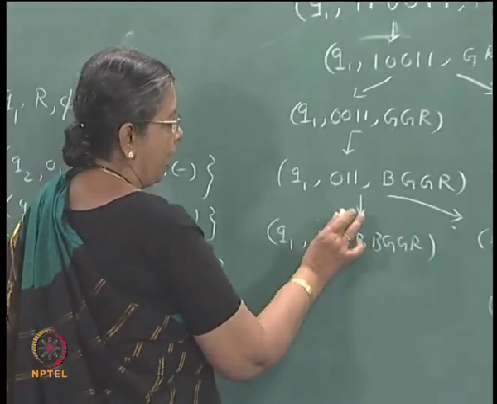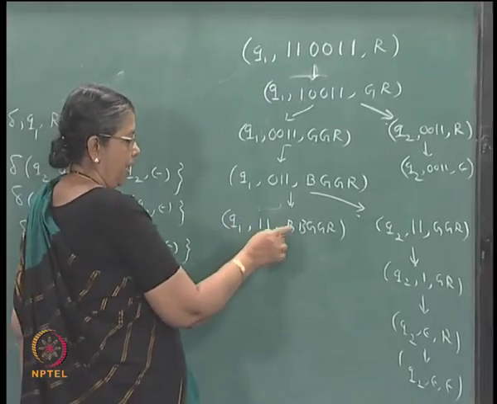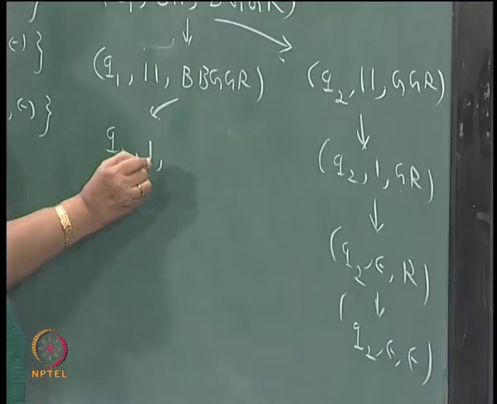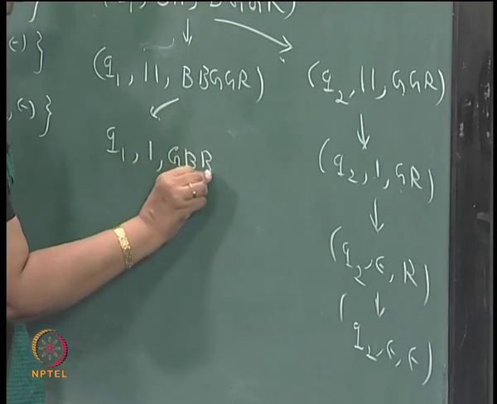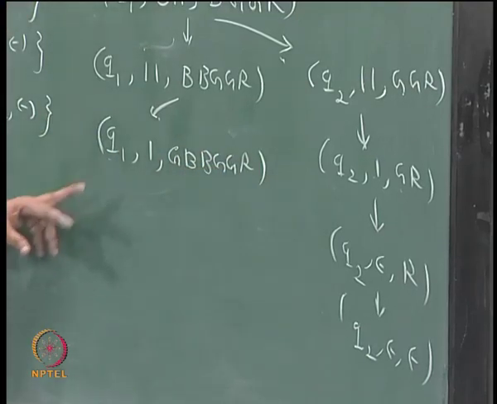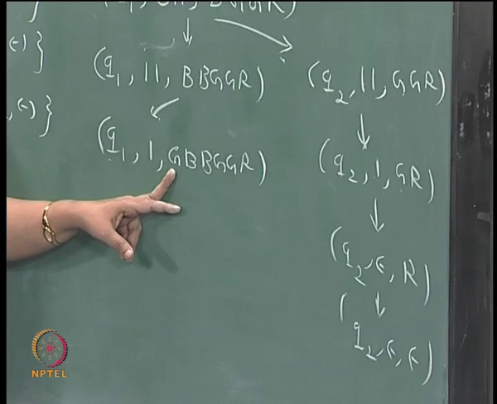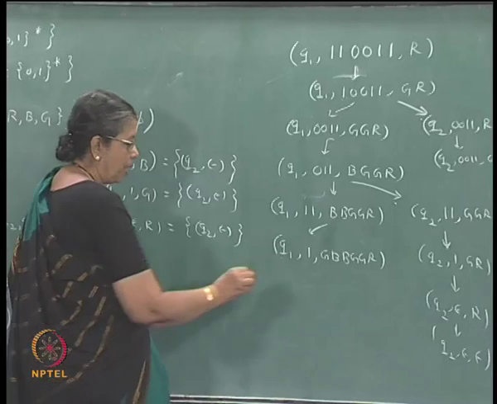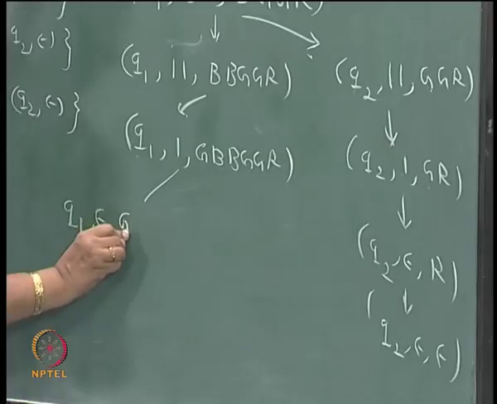Now, in this case what happens? When you have a 1 and a B, you have to add G. So, the next thing will be Q1 1, G B B, G G R. Now, you are in Q1 and you are getting a 1 and the top symbol is G. So, again it can be the beginning of WR or the continuation of W. So, one possibility is you go to Q1, read the symbol, add 1 G.